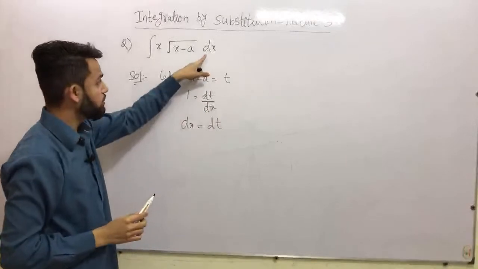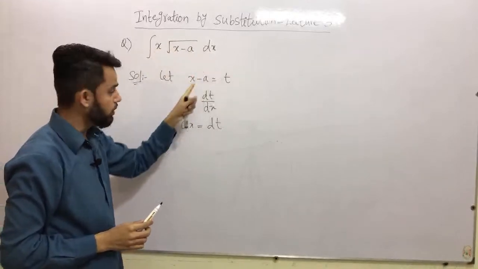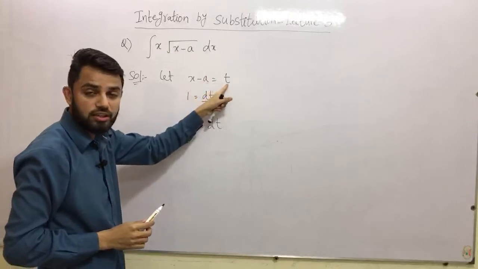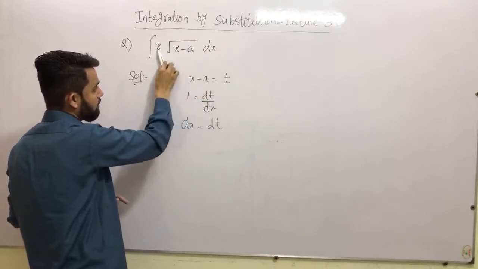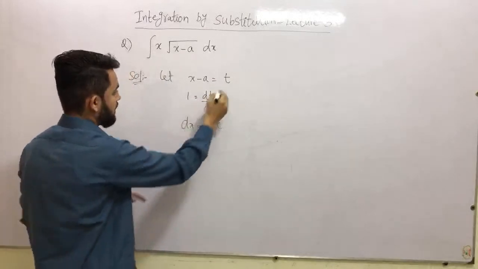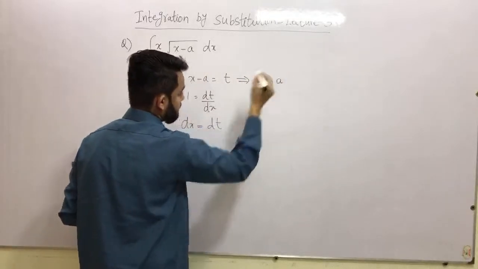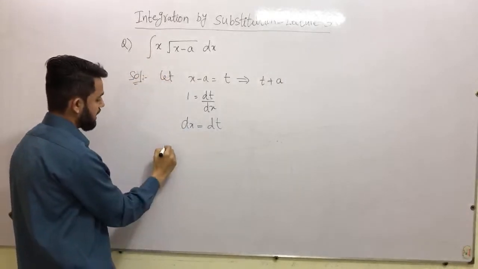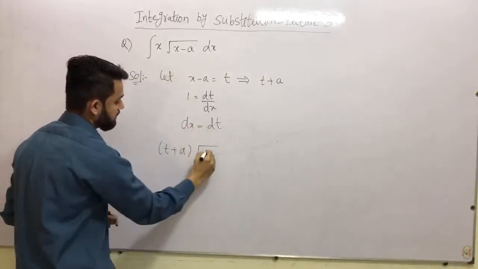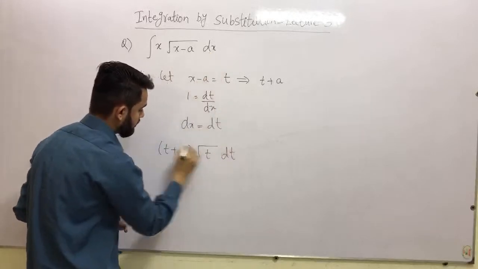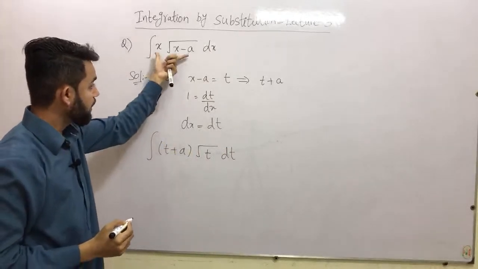I told you that the variable here is x, so in the integral you have x. If somewhere I am converting x into t, it means that all my values should be in t. This square root is going to convert into square root of t, but here we still have x. So from here we have to get the value of x. a will go to the other side, so x is t plus a. Now we can put x is t plus a, square root of x minus a is equals to square root of t, and in dx you can put dt. So this is the integral that we have got now, and this is what we are going to solve. Now you see we have converted our integration into this form.